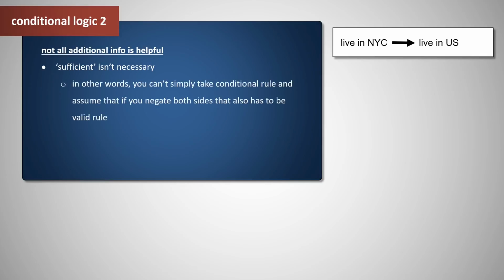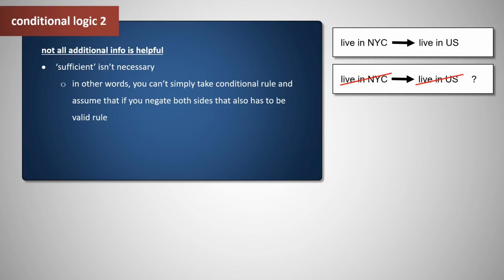I just want to finish up. In other words, you cannot simply take the conditional rule and assume that if you negate both sides, that also has to be a valid rule. What I mean by that, you can't simply negate the two elements for the reasons that I just said. If you live in New York City, then you live in the United States. But you don't know anything about what happens if you don't live in New York City.